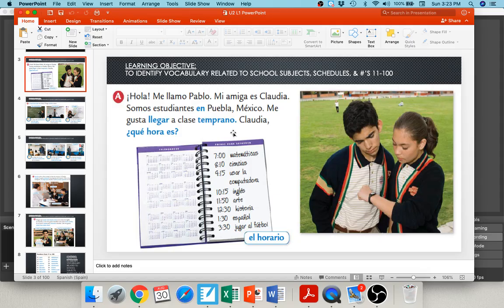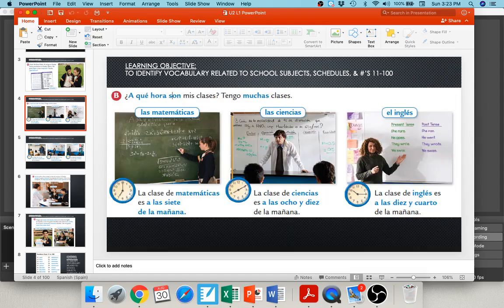And then he asks Claudia, ¿Qué hora es? Literally, what hour is it? Or we would say, what time is it? ¿Qué hora es? So she's checking her clock, and you can see here some various responses. We see in letter B, ¿A qué hora son mis clases? At what hour? ¿A qué hora son? At what time are my classes? ¿A qué hora son mis clases?